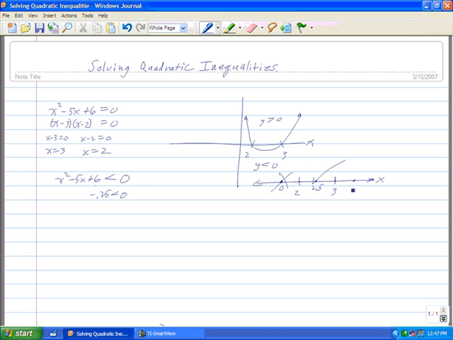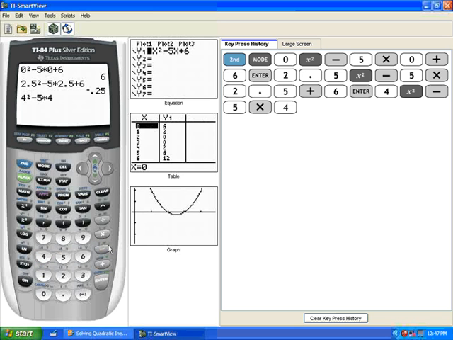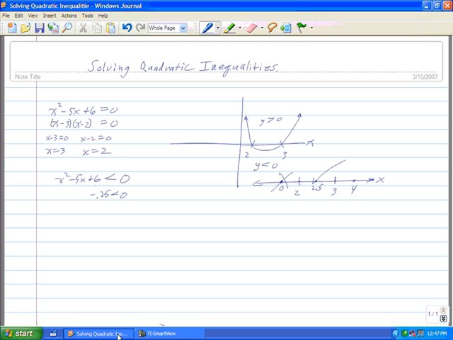Testing the last interval, we could work with a 4. We would say that 4 squared minus 5 times 4 plus 6 is a 2. And since 2 less than 0 is a false statement, that interval doesn't work. So we had 3 intervals. We tested them one at a time, and we found this one in the middle to work.